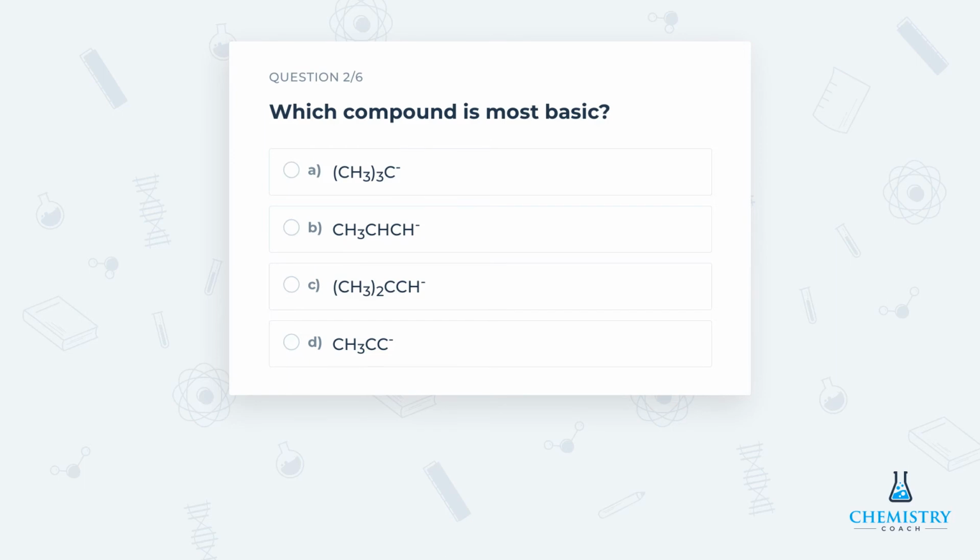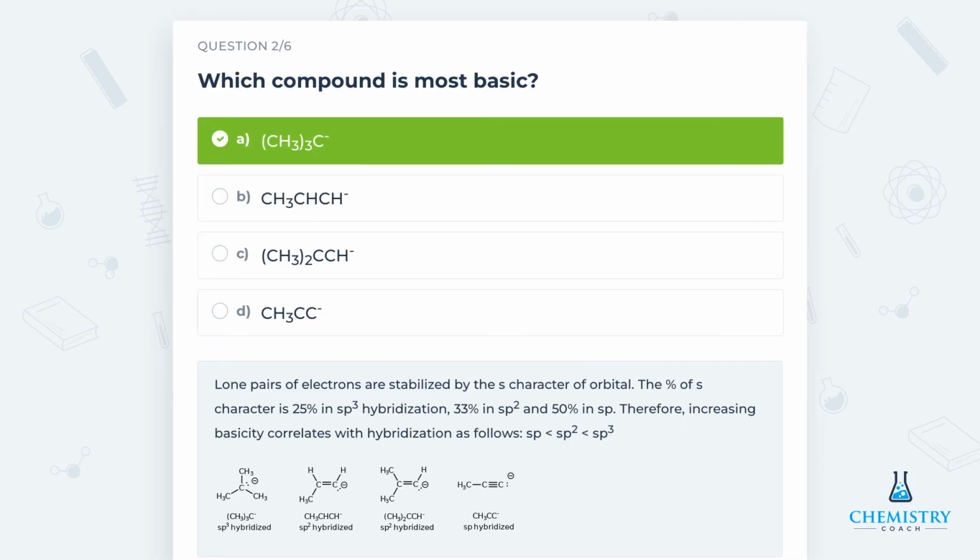Which compound is most basic? Lone pairs of electrons are stabilized by the s character of the orbital. The percentage of s character is 25% in sp3 hybridization, 33% in sp2 and 50% in sp. Therefore, increasing basicity correlates with hybridization as follows: sp, sp2, sp3.